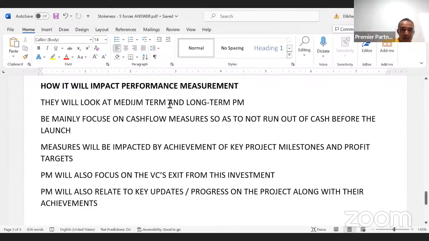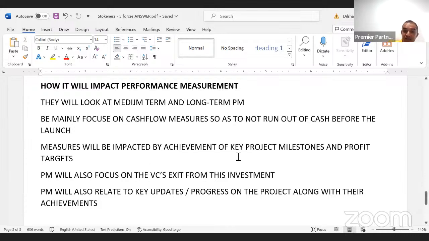Number 2, we mainly focused on cash flow measures so as to not run out of cash before the launch. You come and tell me we have made 10 billion sales and the entire sale is credit sales. I'm not interested, because I know money is not realized. So my focus is on cash, pure cash.